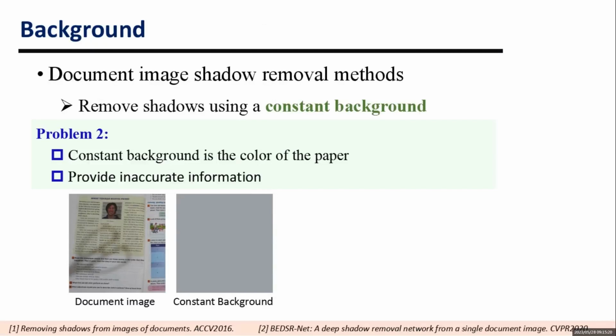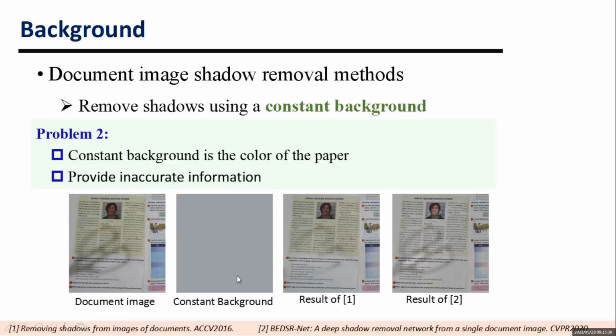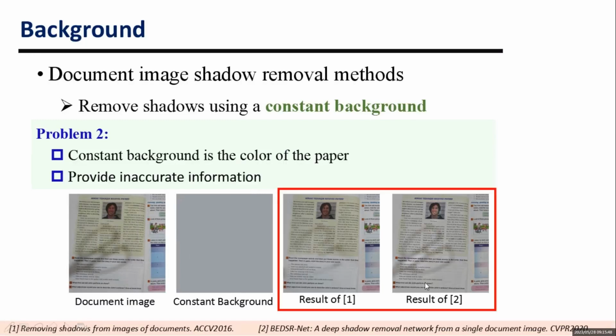Several document image shadow removal methods are currently available. These methods often estimate a constant background for shadow removal. However, the constant background is the color of the paper, which ignores the printer colors. This may provide inaccurate information for the shadow removal task, resulting in unsatisfactory results.